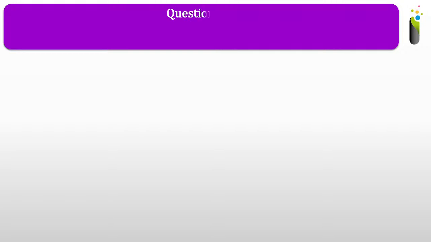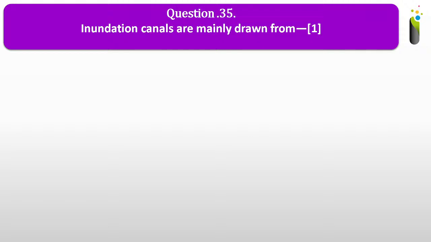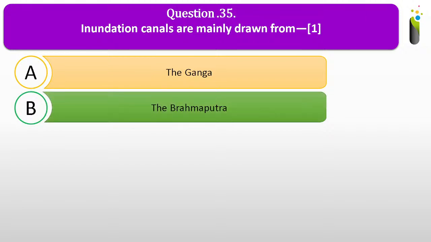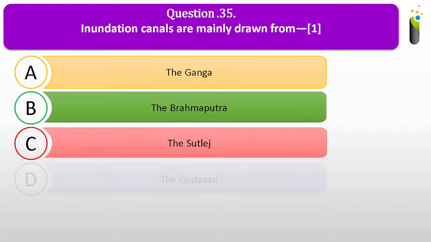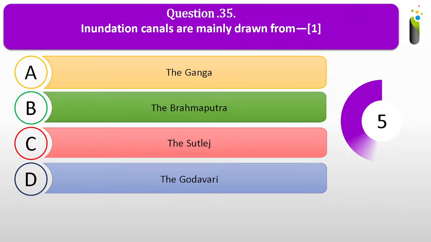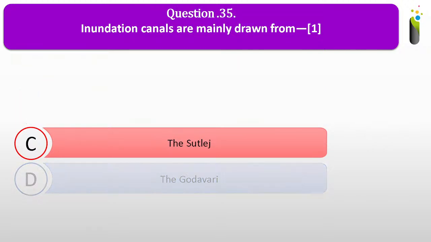Okay, going ahead to question number 35. Inundation canals are mainly drawn from dash. A. The Ganga. B. The Brahmaputra. C. The Satluj. D. The Godavari. Inundation canals are mainly drawn from dash. And the correct answer for question number 35 is Satluj.